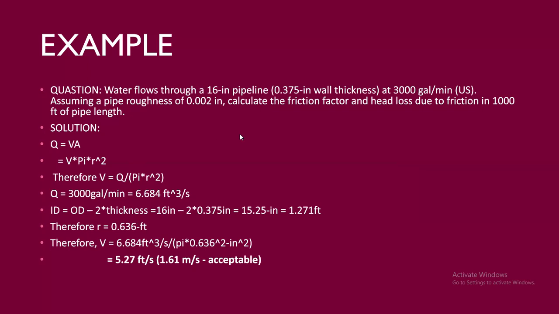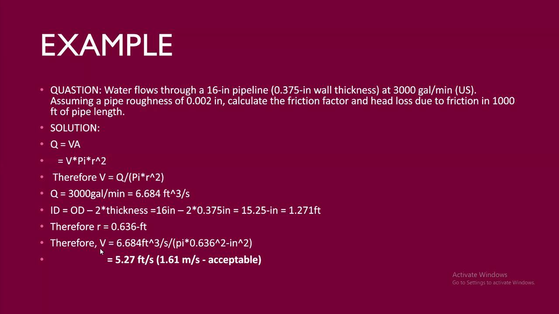So we are given the outer diameter, and you have to determine the inner diameter because that's where the water is flowing. So it is 16 inches, which is our outer diameter, minus 2 times 0.375 inches, which is our wall thickness. Then we get that our inner diameter is 15.25 inches. Convert that to feet, you get 1.271 feet. Therefore, our radius is 0.636 feet, which we get by dividing the inner diameter by 2.